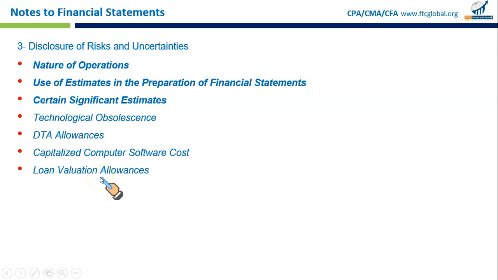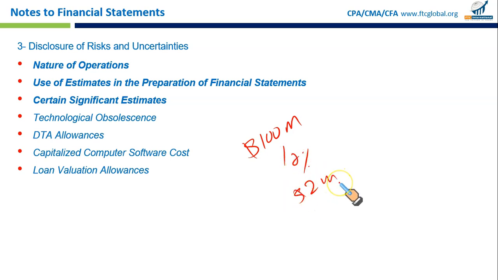Next, we have the loan valuation allowances. Loan valuation allowances involve estimating how much of the loan given out by the company might not be paid back. Especially for a banking institution. A bank may have loaned out 100 million to various borrowers, and it expects that 2% of the loan will not be repaid, and so they set aside a loss equal to 2% of 100 million, that is $2 million is the likely loss. But if the economy worsens, this estimate might need revision to 5% or maybe 10%.